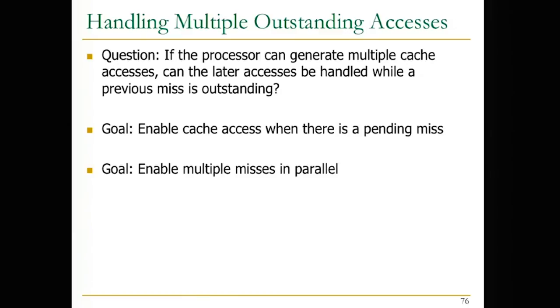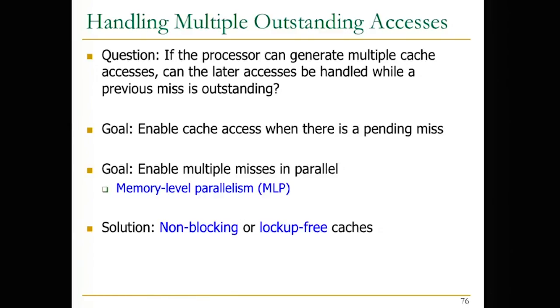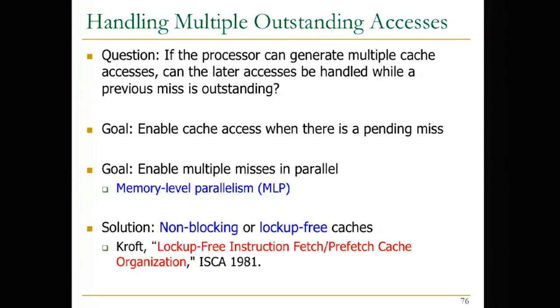In fact, enable cache misses. Enable multiple misses in parallel. This is called memory level parallelism, as we discussed. So the solution is, in hindsight, very simple, but this was developed 30 years ago, so I'm going to talk about it briefly. The solution is a non-blocking cache. Basically, the cache is not blocking while servicing an access or a miss. Another miss can be serviced while this miss is being serviced also, or lockup free. And this is described in this paper by Kroft, I guess 36 years ago.